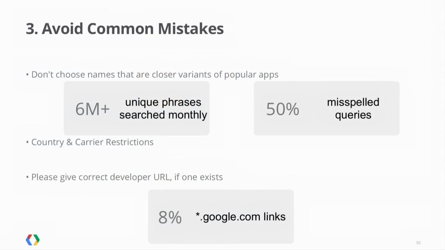A second thing, I already talked about using the targeting expressions on the developer console carefully, which countries and carriers you're targeting depending on your target audience. And the third one, again, is one that is a little subtle, but I think it's important. If you do have a developer URL that is not a play.google.com link or a code.google.com link, something that is yours, your home on the web, if it exists, do make sure you upload that in the developer console.